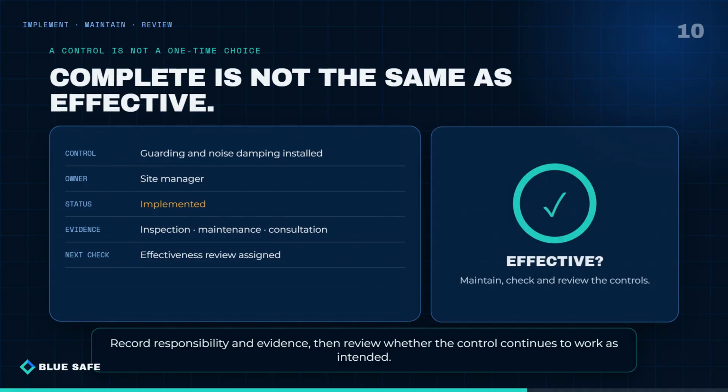A control is not a one-time choice. It must be implemented, maintained, and checked to confirm it remains effective. Record what was selected, who is responsible, what evidence shows it is in place, and how its effectiveness will be reviewed. Review is needed whenever there is reason to question whether the controls still work as intended. Check the requirements applying in your jurisdiction for specific review duties and triggers.